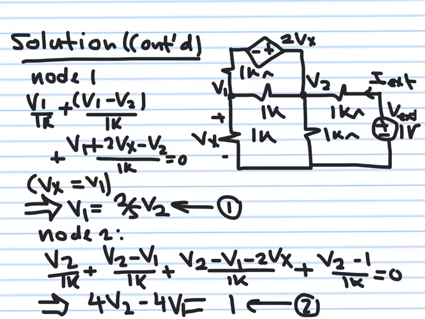So this Vx is this one here after you simplify the circuit, but this Vx is nothing but V1. So replace every Vx by V1 and multiply both sides by 1K. Collect all the coefficients. You will end up with this relationship governing V1 and V2. V1 is 2/5 of V2. Okay, now let's apply KCL here.